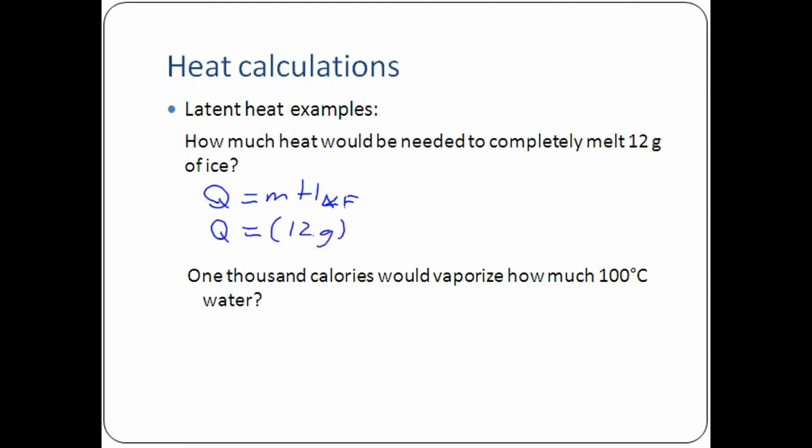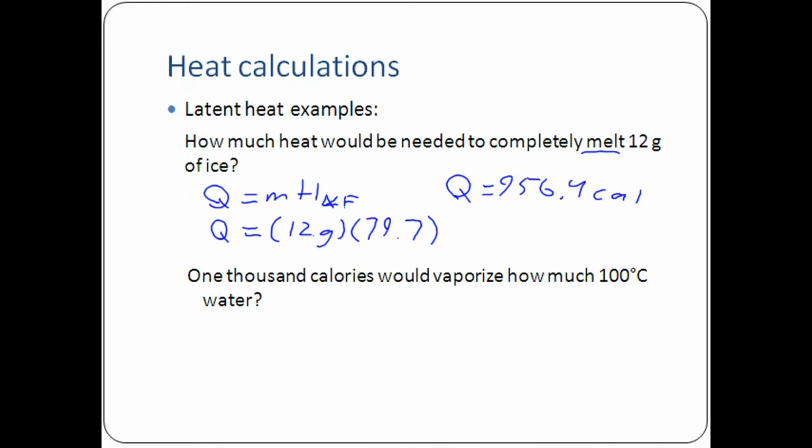And then we said it's HF because we are melting this ice, and so we have to figure out what HF is for water. And if you look that up, it's 79.7. So we know 79.7 is what we have here. So to find the total heat, we take 12 times 79.7. So 12 times 79.7 is going to give us 956.4. So 956.4 calories is the amount of heat needed to melt 12 grams of ice.